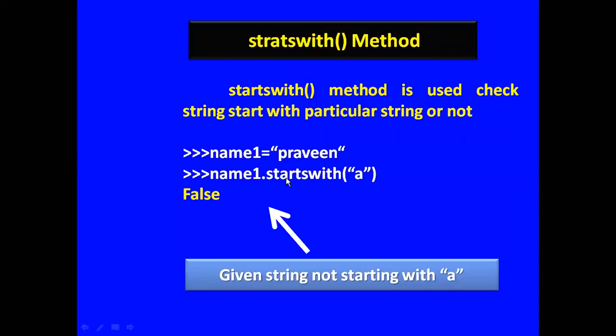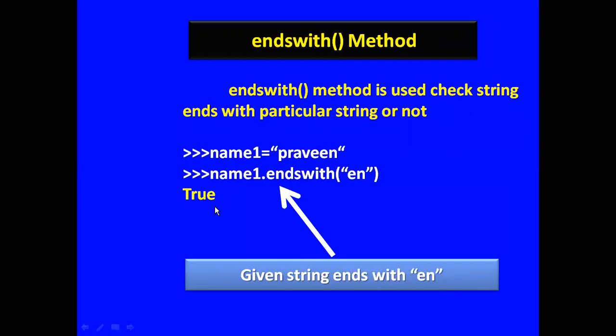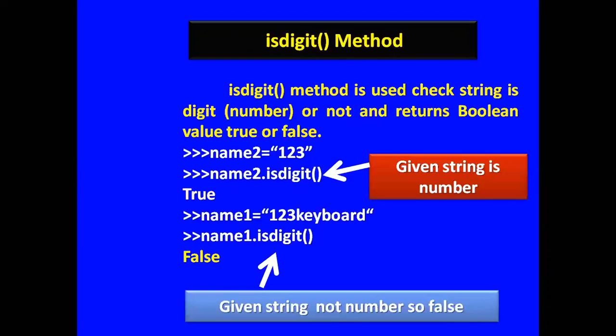Then we have startswith. If we want to see whether this particular string starts with a given character or not, it will give you a Boolean expression, true or false. Similarly, if we want to check endswith, we need not check only a single character. We can give n number. I can give double E n also, V double E n also. So if I want to see whether a particular string ends with the required character or not, then we can make use of endswith.